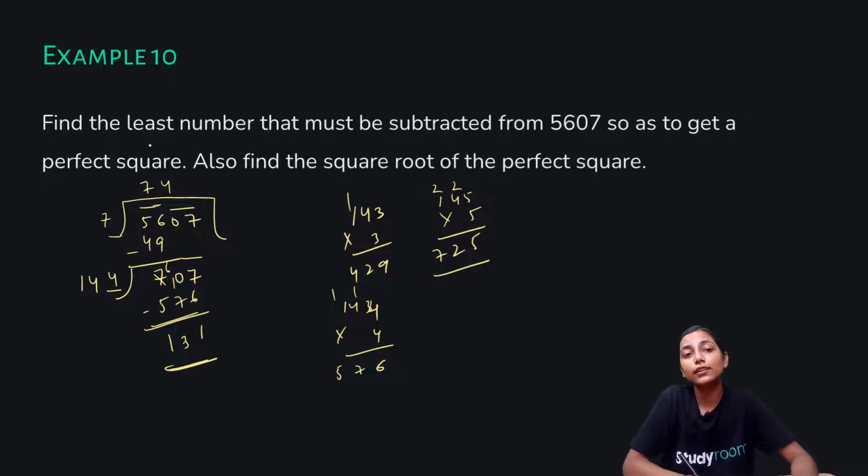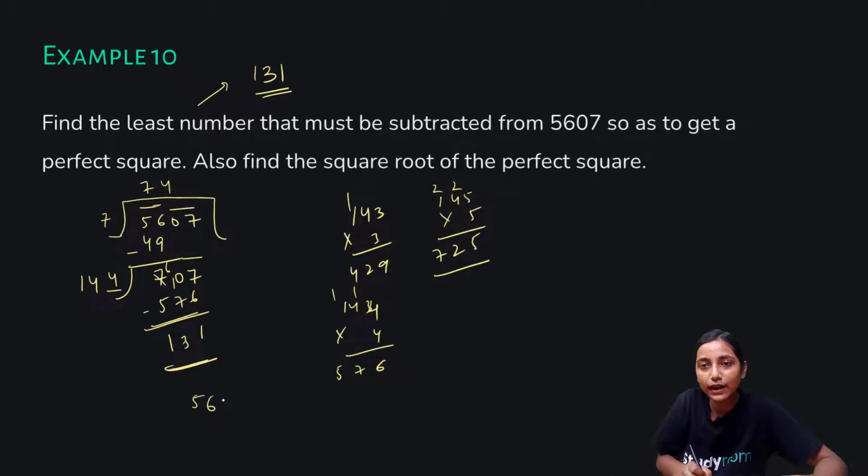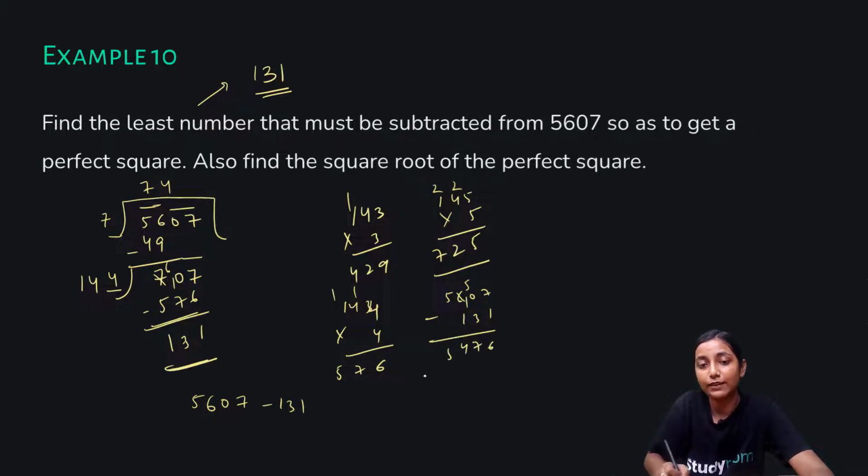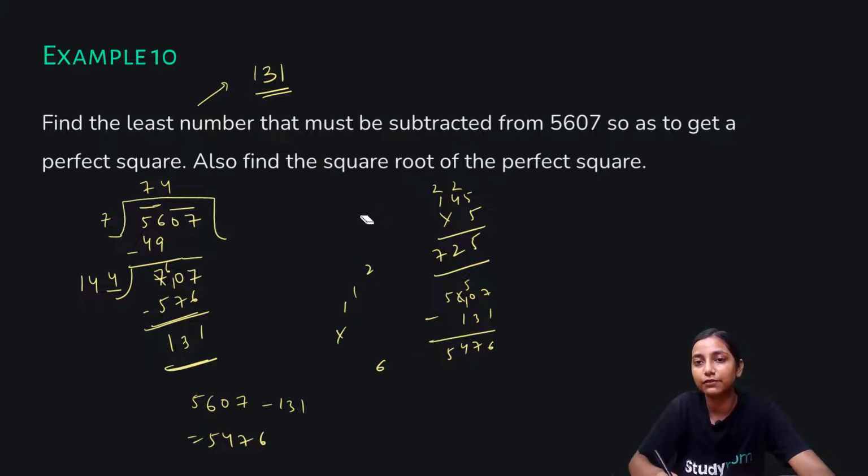And this is actually the least number that when subtracted from 5607 gives us a perfect square. So what is that least number? That least number will be our remainder, that is 131. And what is the number that we get when we subtract 131 from 5607? From 5607, subtract 131. What do you get? You get 5476.